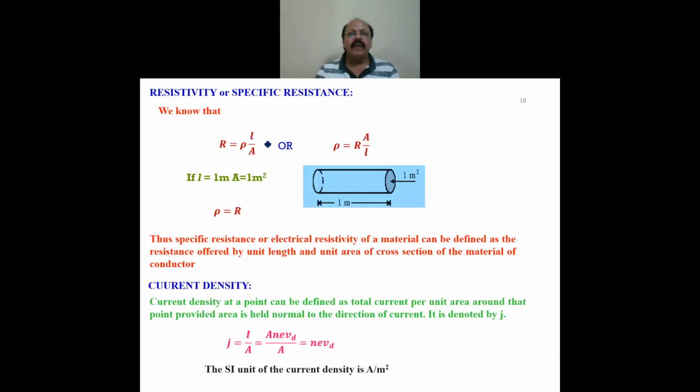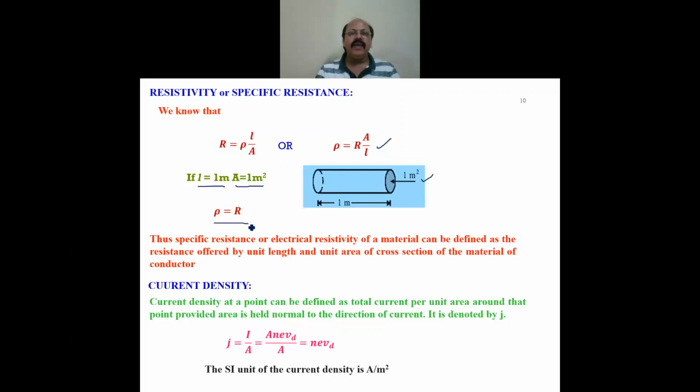As we know, R equal to rho L upon A. Rearrange it, then rho equal to R A upon L. If L equal to 1 meter and A equal to 1 meter square, that is, we are considering a conductor of length 1 meter and area of cross section 1 meter square, so when we substitute these values in this equation, we will get rho equal to R.